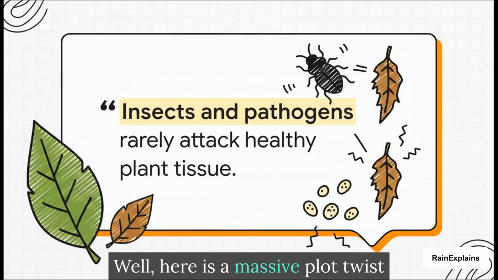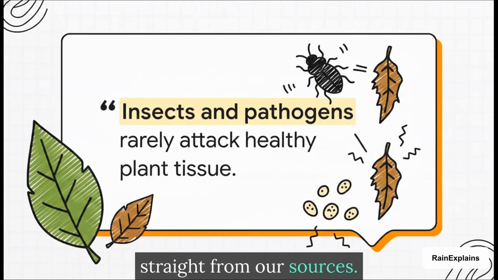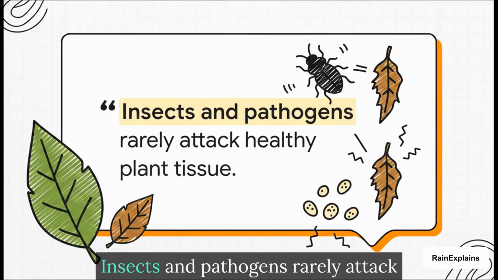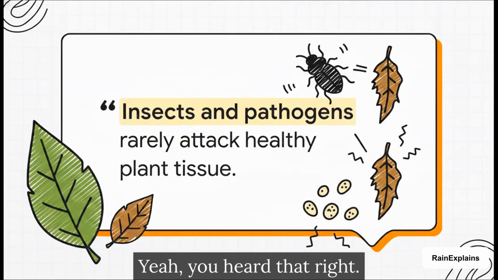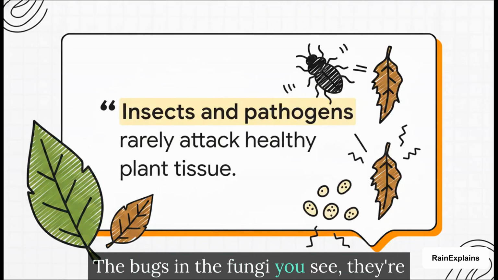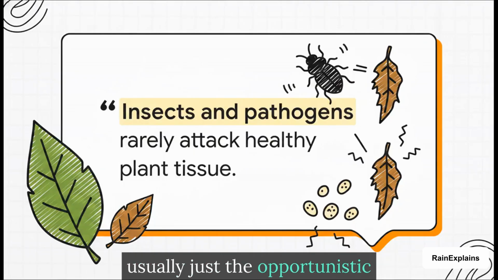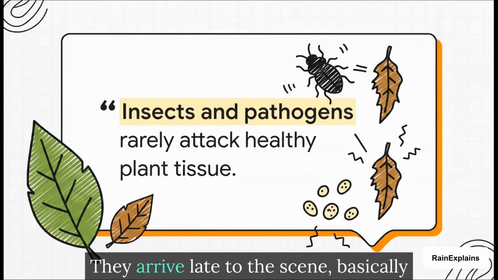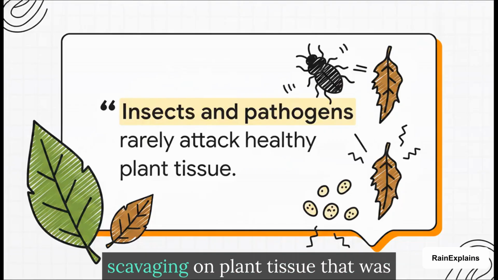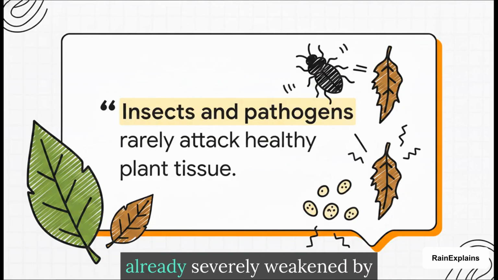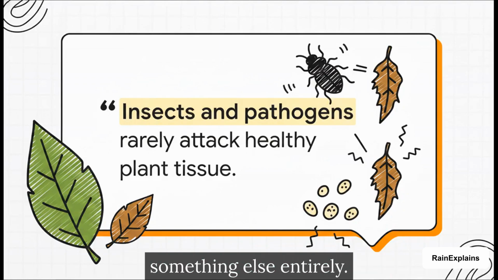Well, here is a massive plot twist straight from our sources. Listen to this quote: "Insects and pathogens rarely attack healthy plant tissue." Yeah, you heard that right. The bugs and the fungi you see, they're usually just the opportunistic accomplices. They arrive late to the scene, basically scavenging on plant tissue that was already severely weakened by something else entirely.